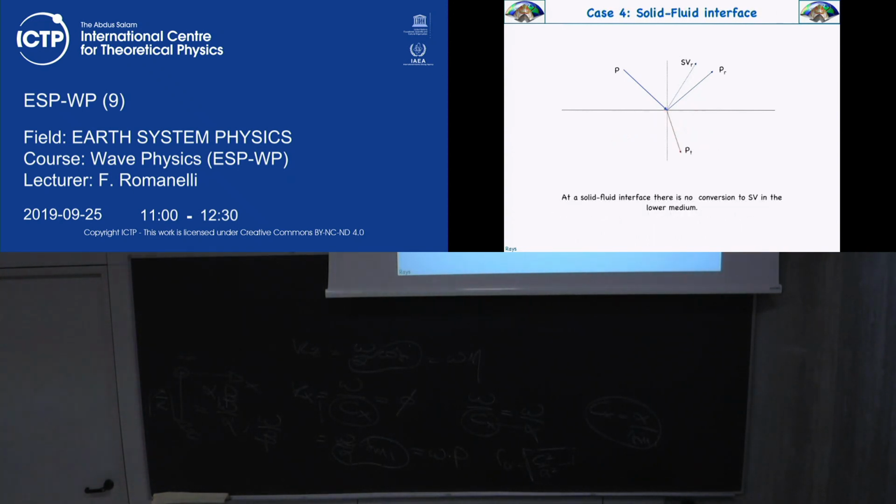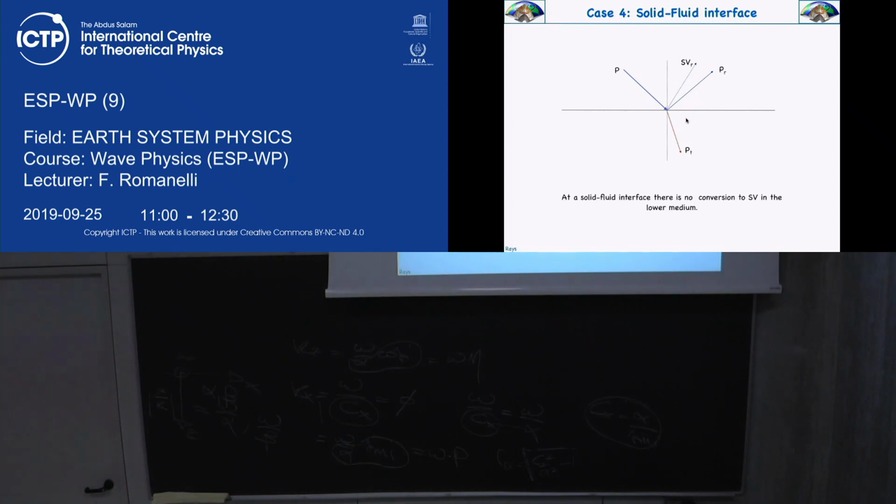Some good news, better for lazy people. If you have a fluid interface, solid-fluid, half of the problem is gone. Why? Well, for example, in the fluid part, we can have only P waves.